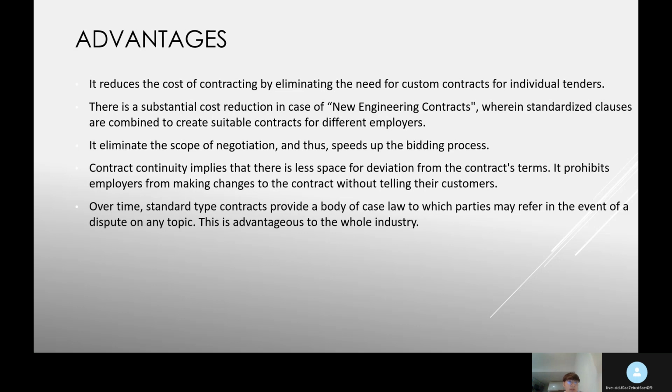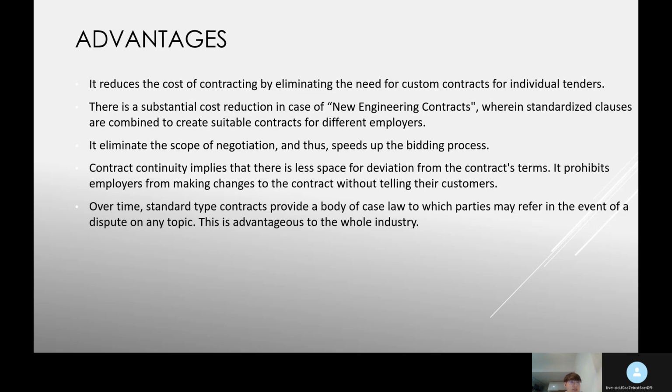Now I will be talking about the advantages of the standard form. The first advantage is it reduces the cost of contracting by eliminating the need for custom contracts for individual tenders. Second, there is a substantial cost reduction in new engineering contracts, wherein standardized clauses are combined to create suitable contracts for different employers. The third advantage is it eliminates the scope of negotiation, and thus speeds up the bidding process.